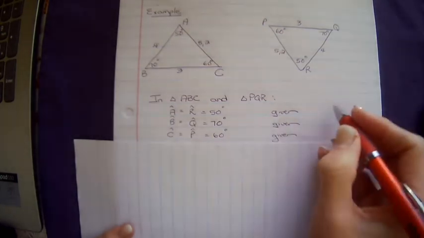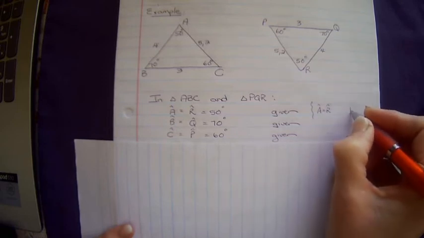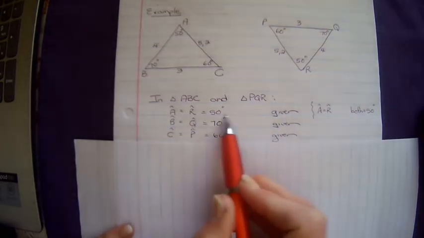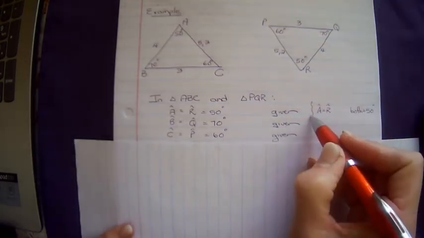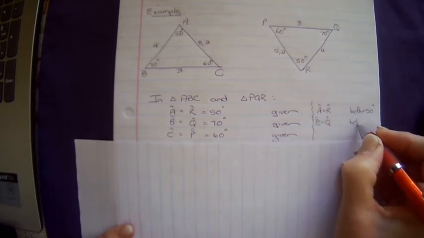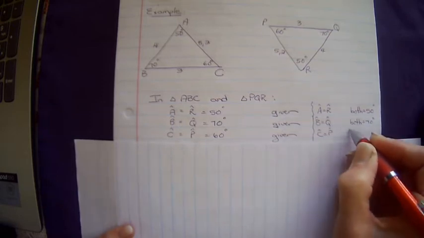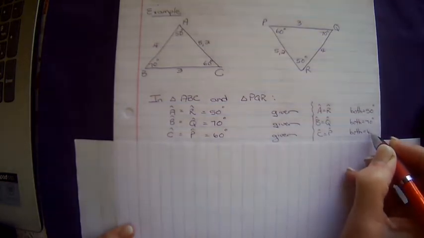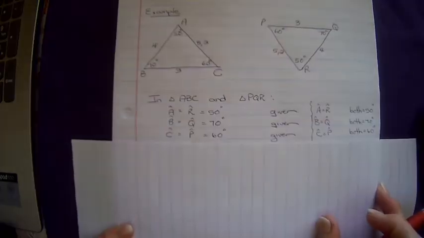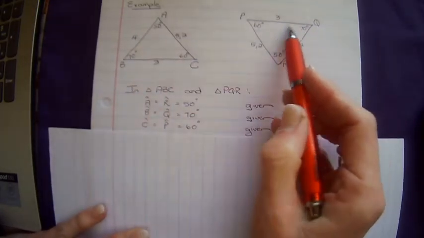By the way, you can also write this as angle A is equal to angle R, both equal to 50. So instead of writing it like this, I can write it like that as well. For all of them, angle B equal to angle Q, both of them equal to 70. Angle C equal to angle P, both of them equal to 60 degrees. So either write it like that, or write it like that on the other side. Now I have 3 angles equal to 3 angles.